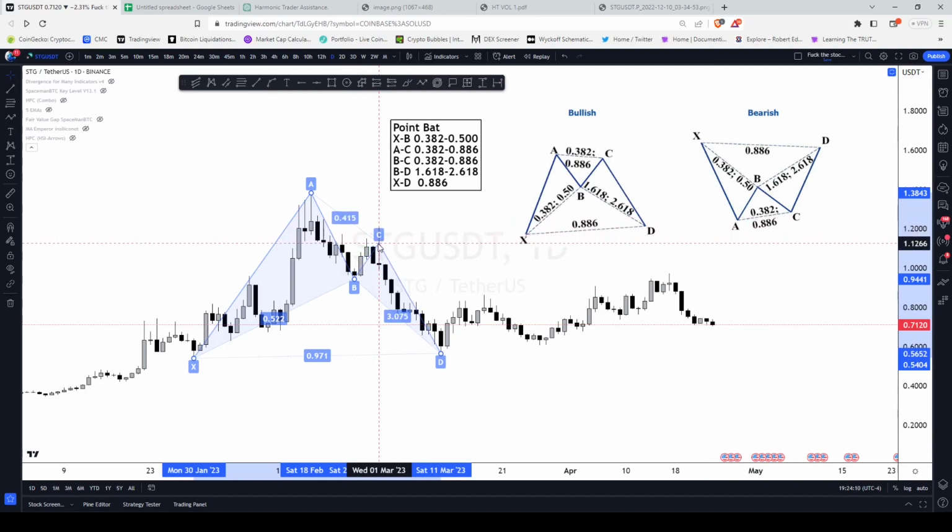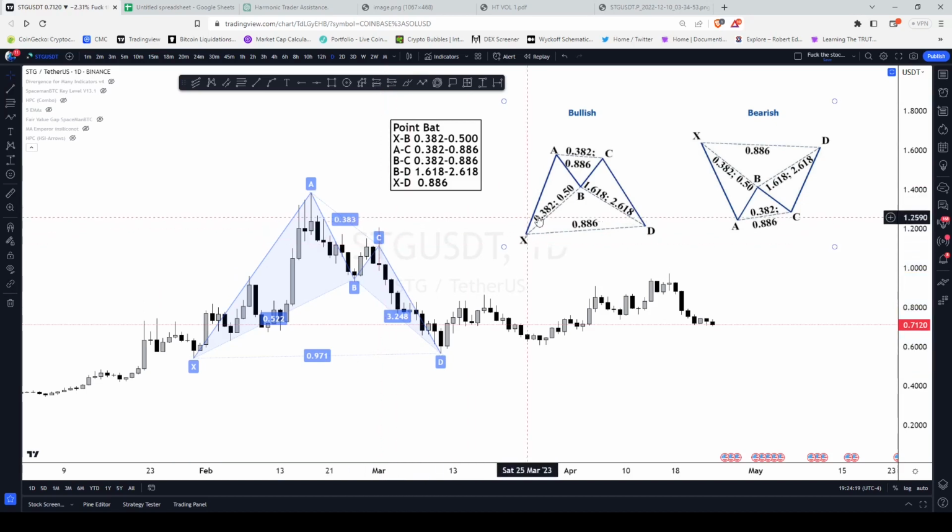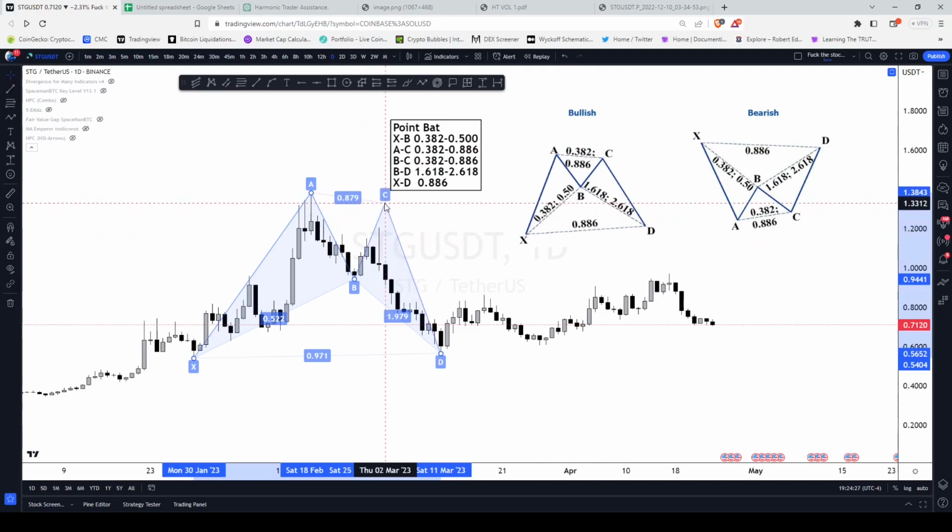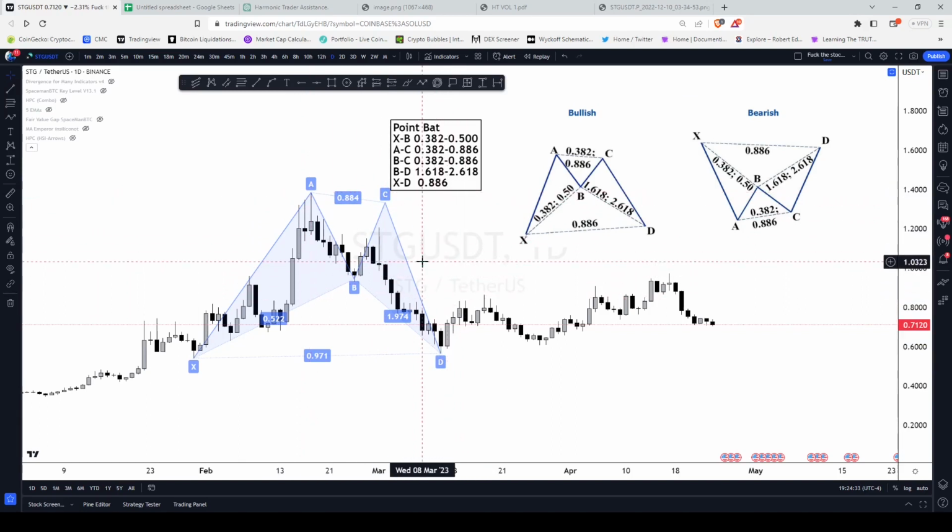It can be between a 0.382, which is right around there, all the way up to your 0.886. So it can go within this range. It doesn't have to be exactly this range right here. This can be a 0.382 all the way up. It could have extended up to your 0.886 up here, as long as it doesn't pass this A leg, and still been a valid structure.